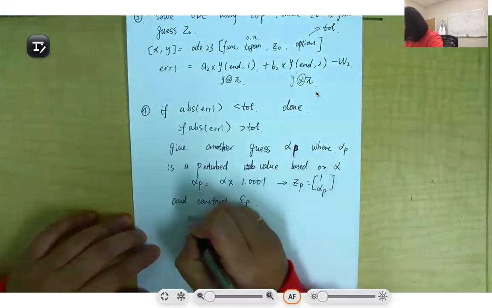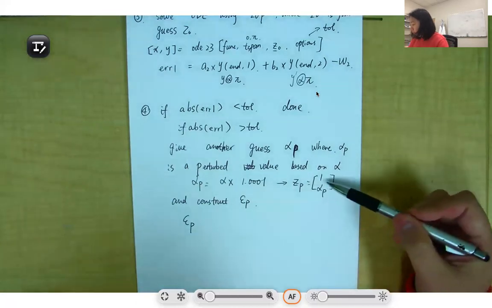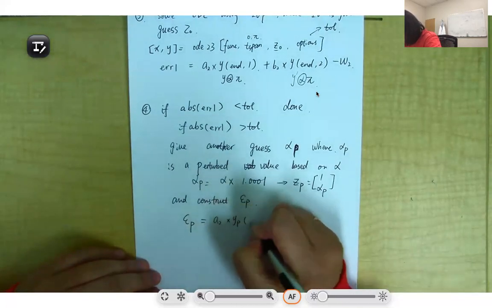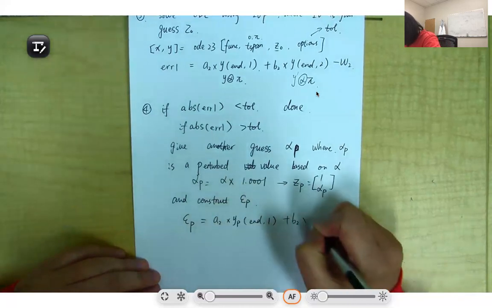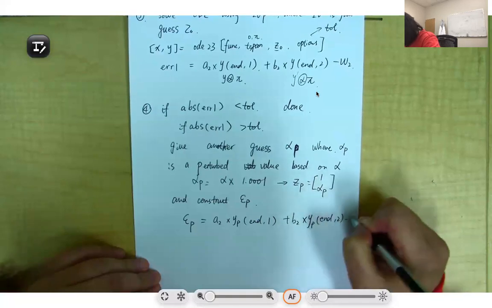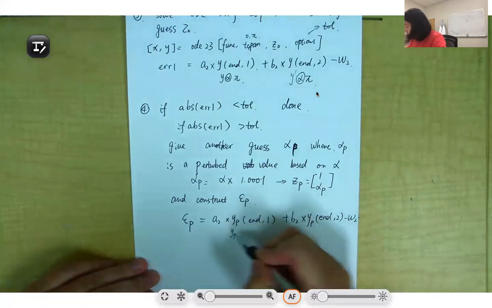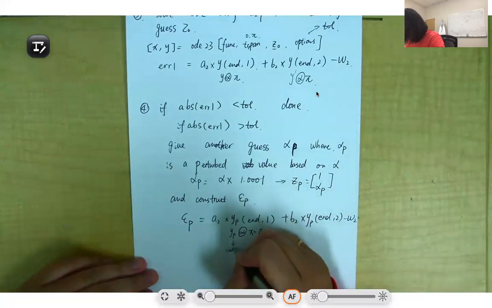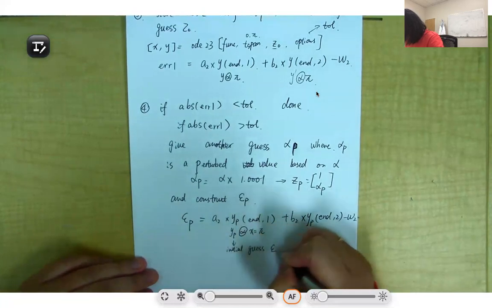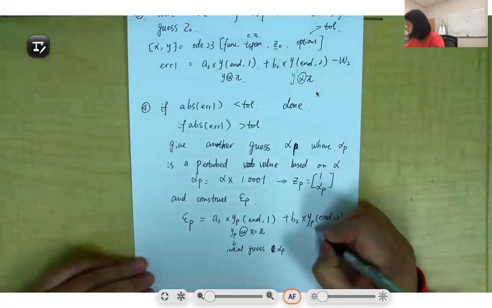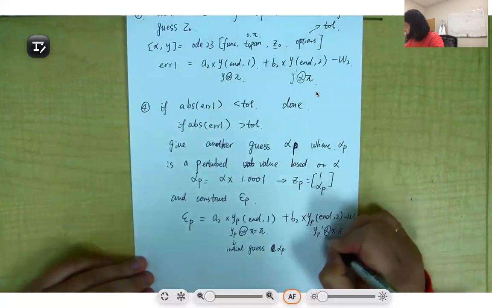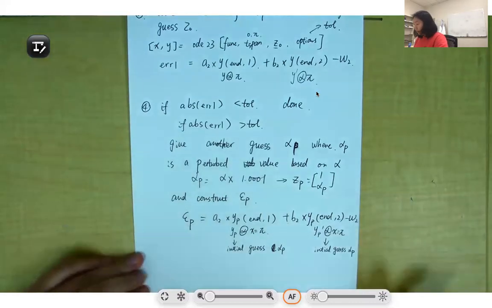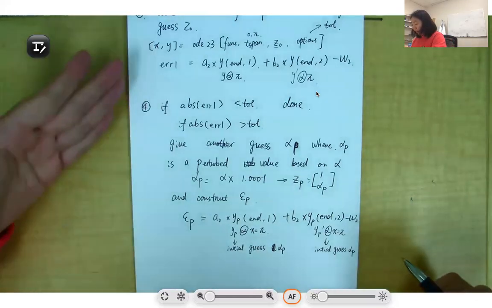After you run the initial value problem with this initial value zp, you will get error p, which will be a2 times yp N1 plus b2 times yp N2 minus w2. Similarly, this yp is the value at x equals to pi, and this p means your initial guess is alpha p, right? Similarly, this will be yp prime at x equals to pi with the initial guess at alpha p. Okay, then you have both errors, error 1 and error p.